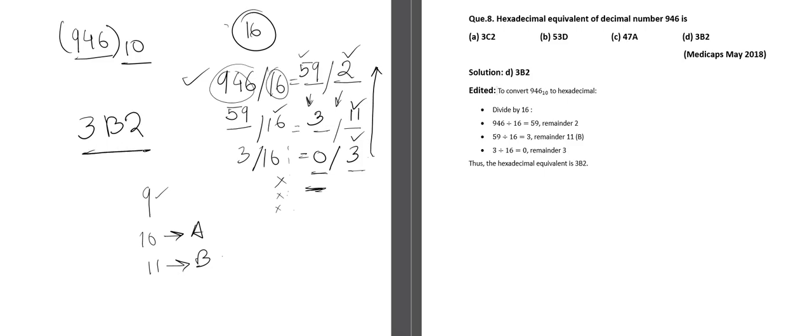So when we are writing the remainders in a bottom to top approach, we are getting 3b2, and we need to specify that the radix is 16, which means the number is in hexadecimal number system. So this will be our equivalent, or we can say the hexadecimal equivalent of the decimal number 946. Okay, so in this case our correct option will be option number D.